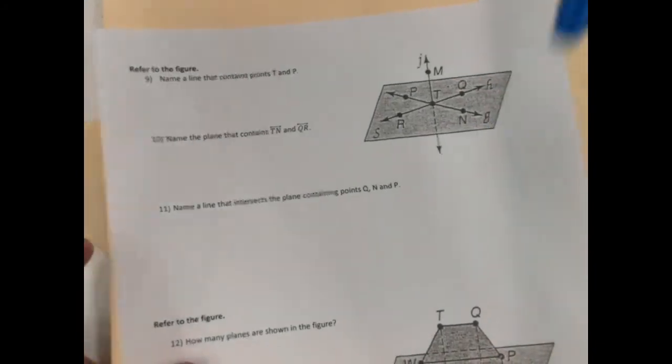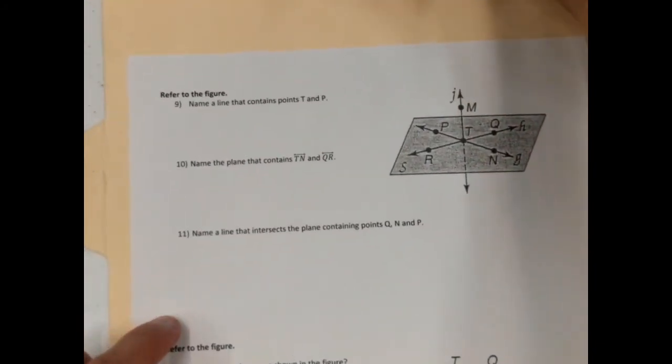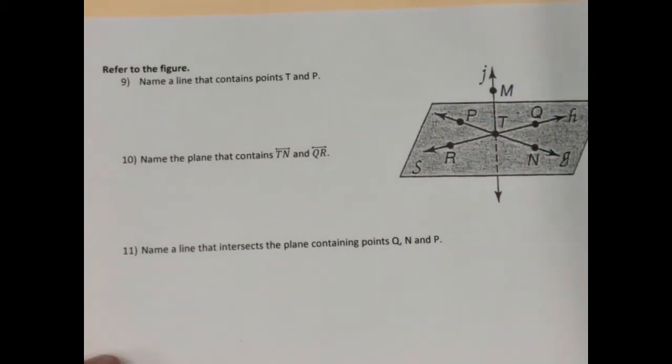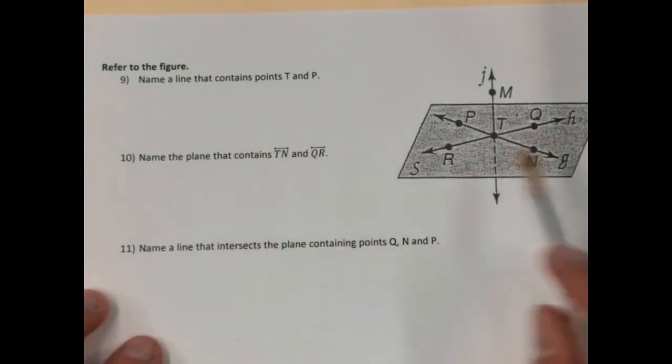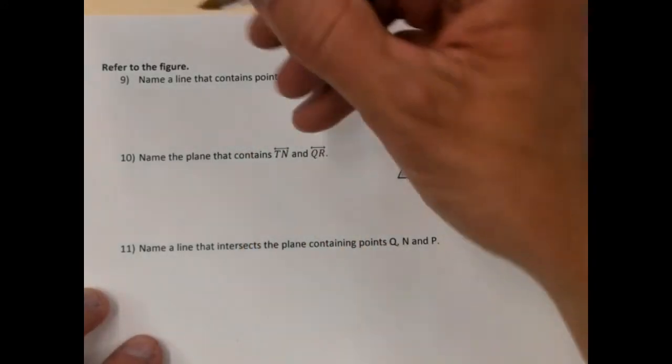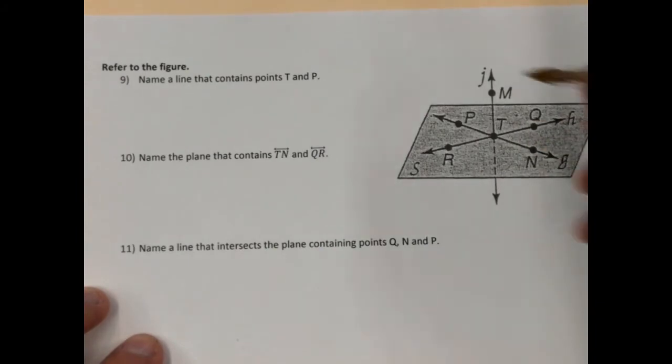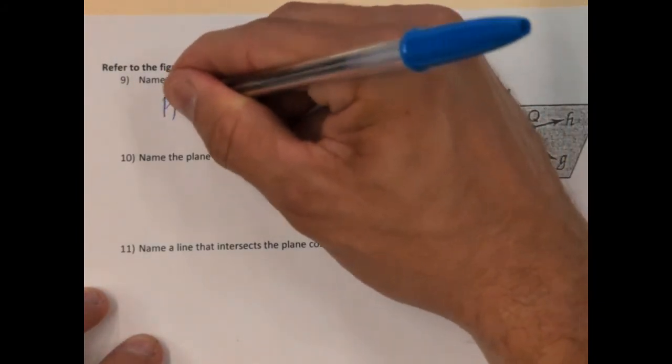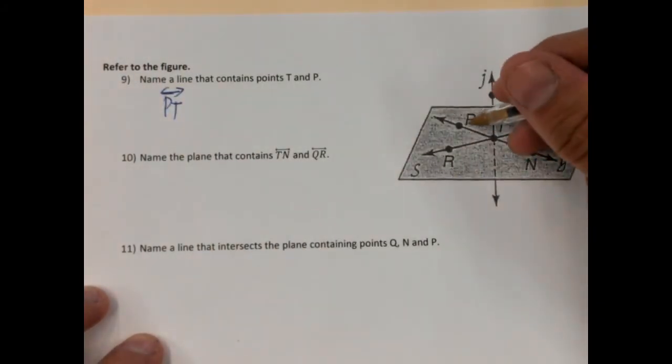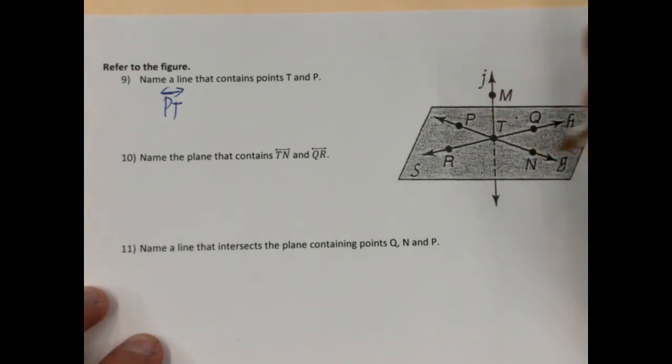Okay, and then the last one. So it's actually part of the same sheet, so we zoom in a little bit. Name a line that contains points T and P. So it's this line here. We'll call it PT, I guess. That's easy. We could also call it TP or PN or NP or even line G. There's a whole bunch of different answers for that.